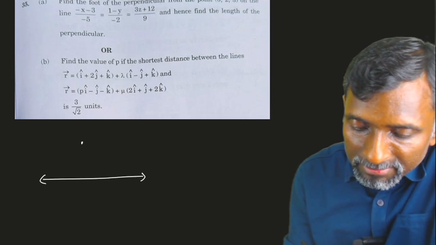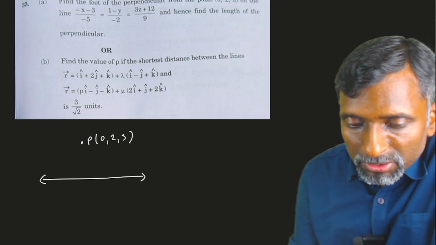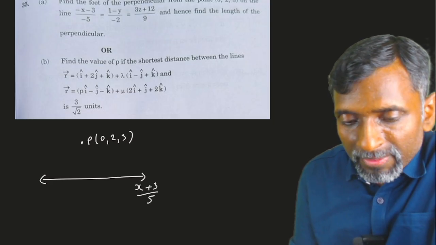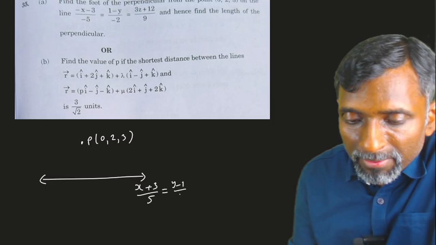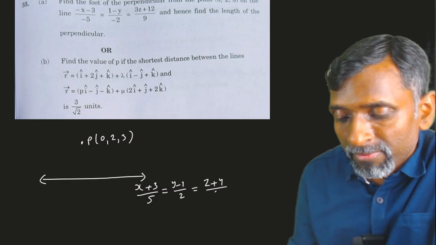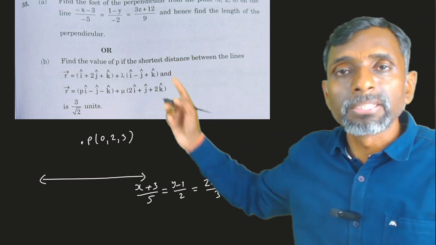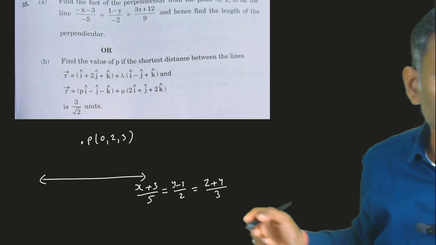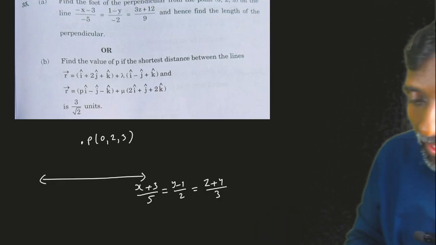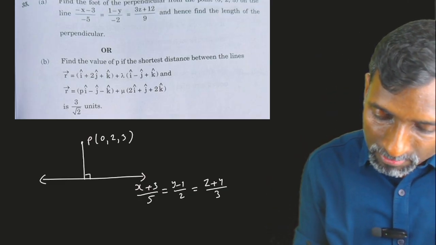There is a point P, (0, 2, 3), and the equation of the line we can write in standard form. It should be x plus 3 by 5 is equal to y minus 1 by 2 is equal to z plus 4 by 3. So we converted this given line to the standard form. Standard form means the coefficients of x, y, and z should be 1, right? Now, find the foot of the perpendicular from the point to the line. So we have to find the coordinates of point Q.